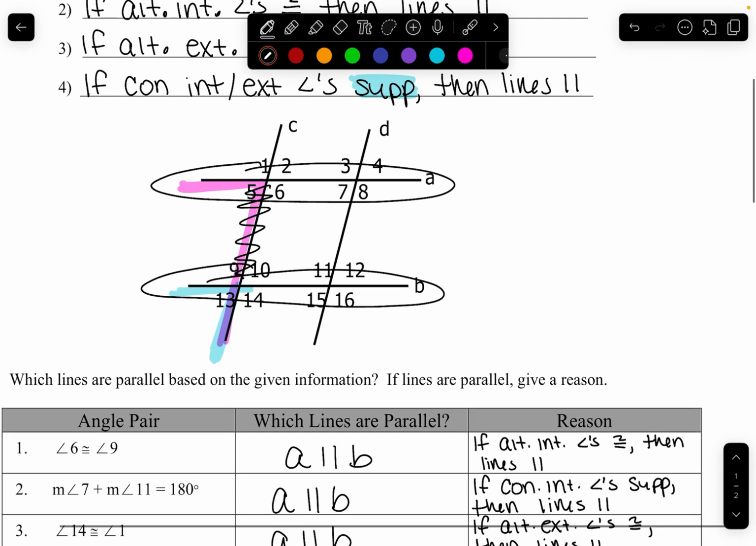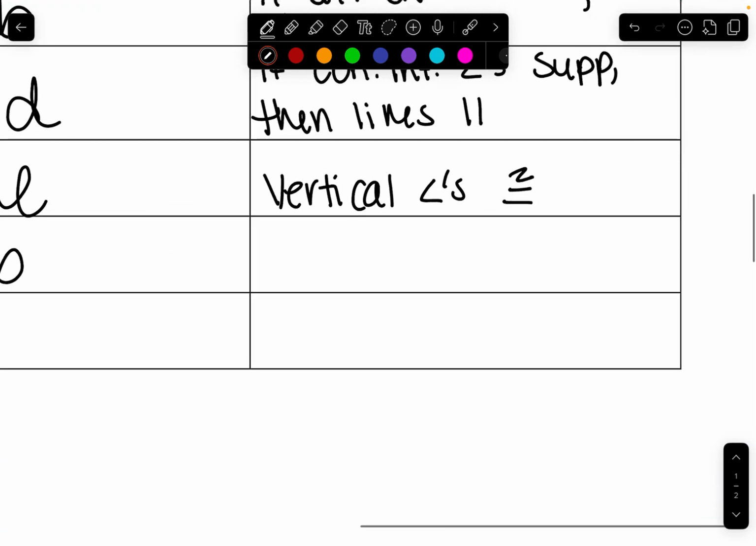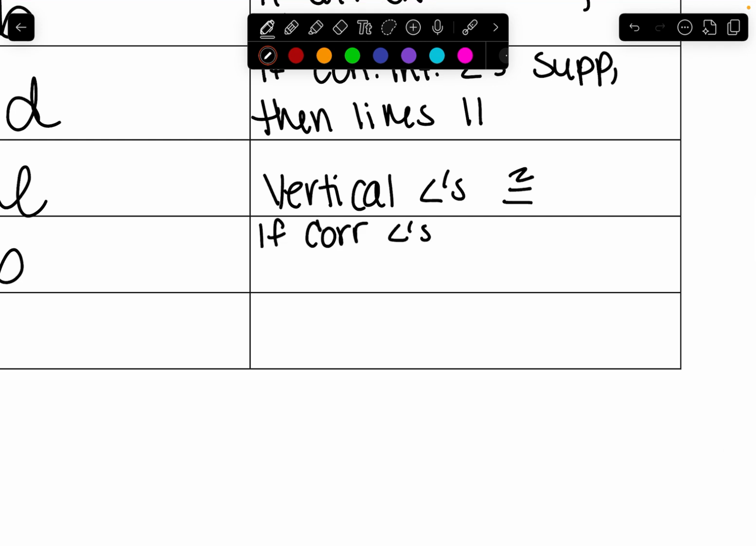Let's try to figure out what our relationship is with these angles. We've got angle 5 and angle 13. So 5 and 13 are on the same side of their transversal. They're also on the same side of their parallel line. They're both on the bottom of their parallel line. That means that we're going to have corresponding angles. So we're going to say if corresponding angles are congruent, then lines parallel.